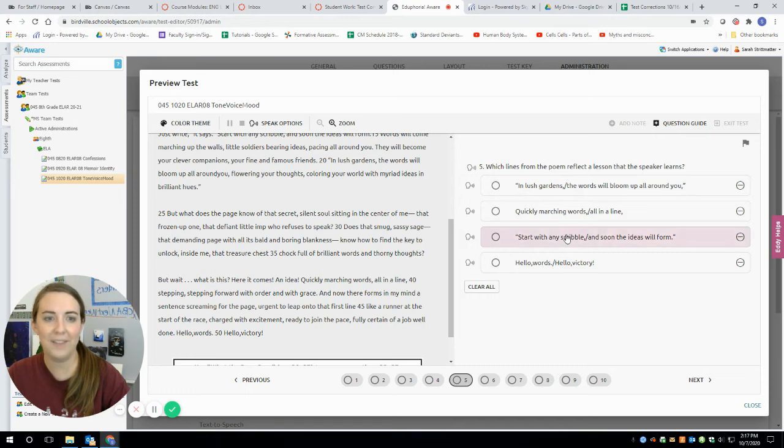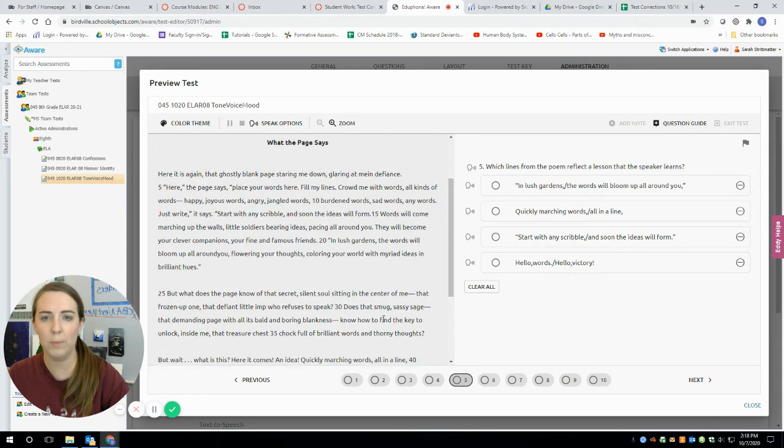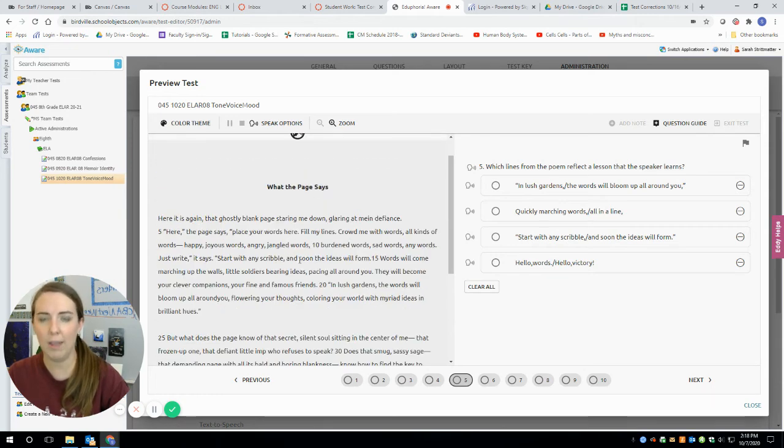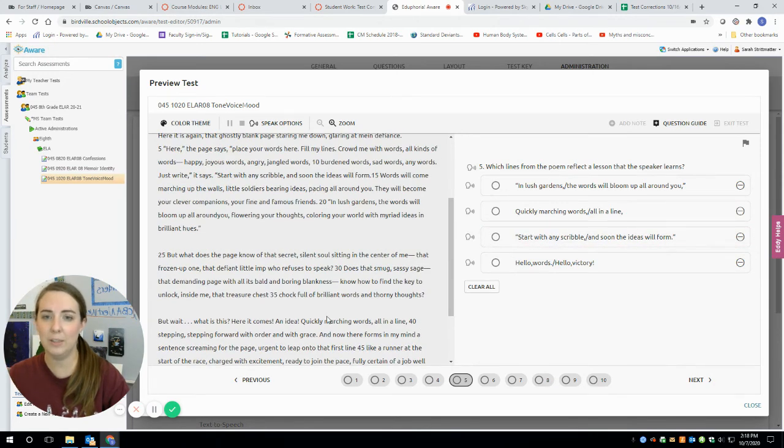So the best answer for number 5 is, again, going to be C, because what the writer is showing throughout this poem is that they're starting with this frustration and lack of words, but the more they write, the more time they spend thinking about things, the more words start to come. And that's exactly what we see right here. Start with any scribble, so any doodles or words on the page, and soon the ideas will form. That's exactly what our poet did in this passage. So for number 5, C is the best answer because the writer begins with frustration, but as he writes, the ideas come to him.